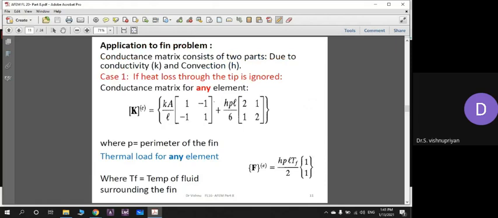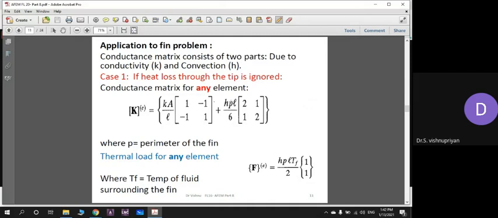First, let us take the case in which we don't consider the heat loss through the tip. So in this case, the conductance matrix for any element in the structure is given by K A over L times [1 -1; -1 1] plus H P L over 6 times [2 1; 1 2]. Now H we already discussed. H is the convection coefficient. L is the length of the element.